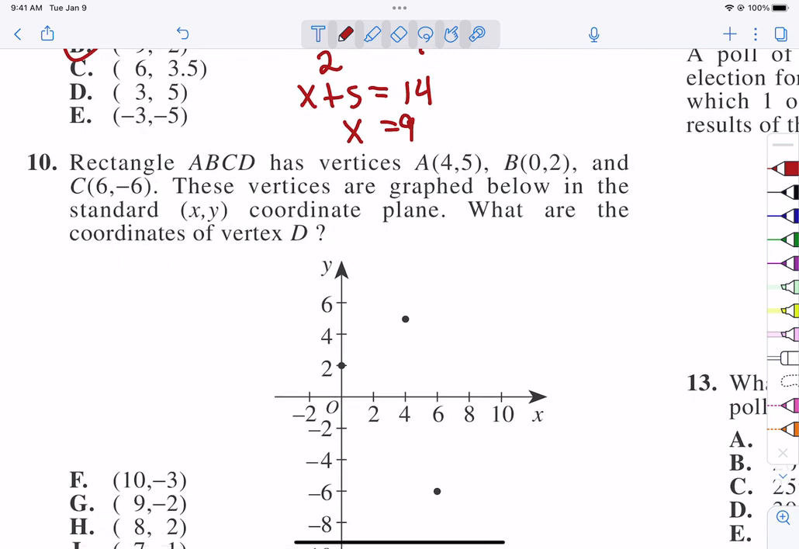A rectangle's opposite sides are equal and parallel. So if we make a little triangle, and make that same triangle here, we went up 1, 2, 3 and over 1, 2, 3, 4. We just found where that other point is located.